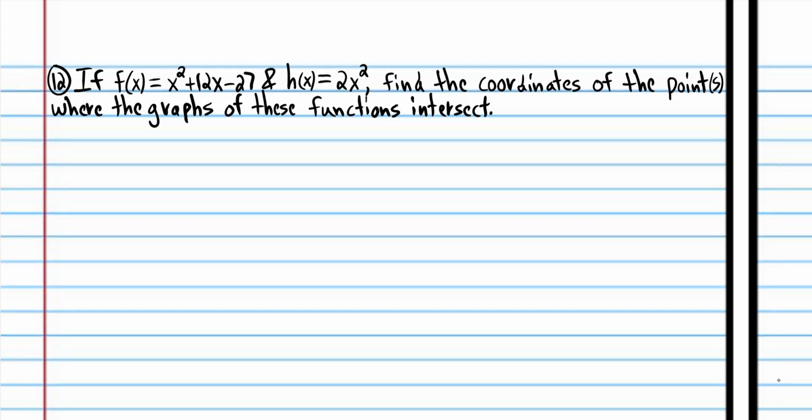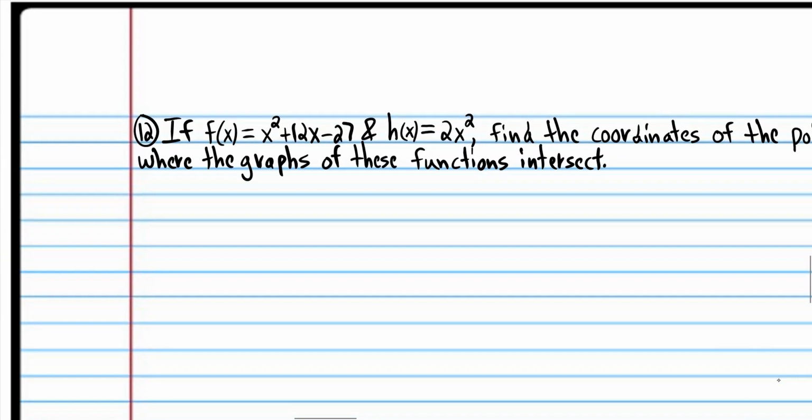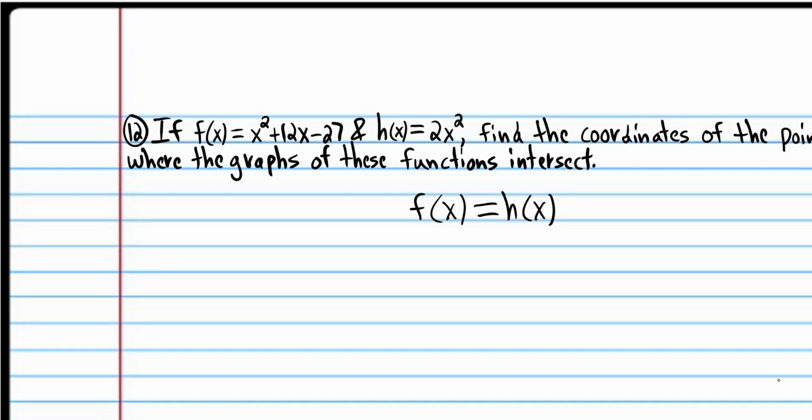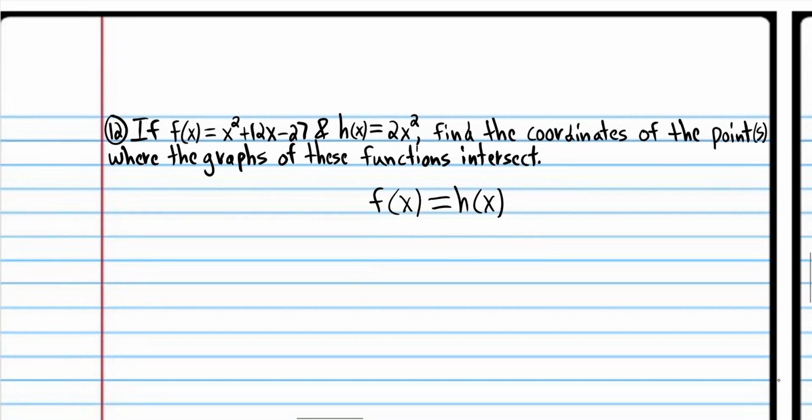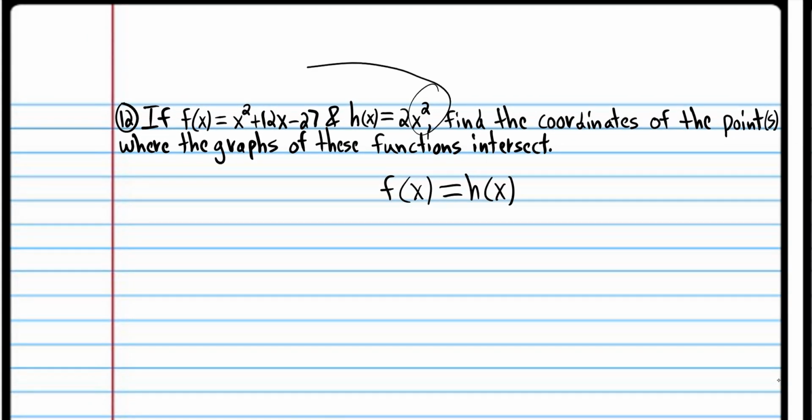Alright, we're back. So if you want to find the point where the graphs intersect, then we just set the y values of the functions equal to each other. Or we could set the x values equal to each other, but why would we want to do that? That would be very difficult. We'd have to solve for x in both of these equations, so that would not work very well.